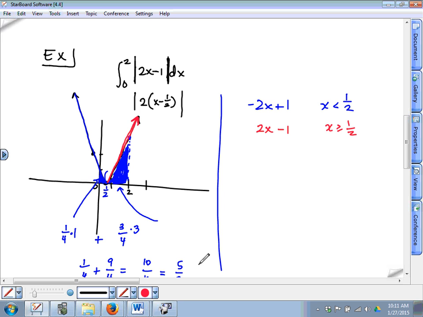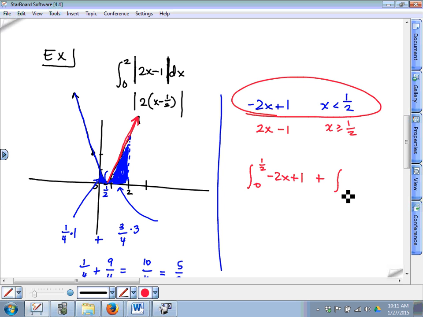So we just turn it into a piecewise. Exactly. All I've done is turn this into a piecewise. You guys see what I've done here? Yeah. So rather than taking the whole integral from 0 to 2, we're going to take the integral from 0 to 1/2 of negative 2x plus 1. Then we're going to add the integral from 1/2 to 2 of 2x minus 1. So this is a way you could do it algebraically.